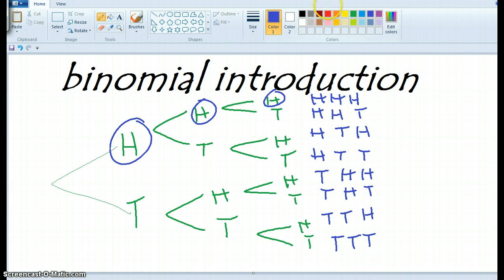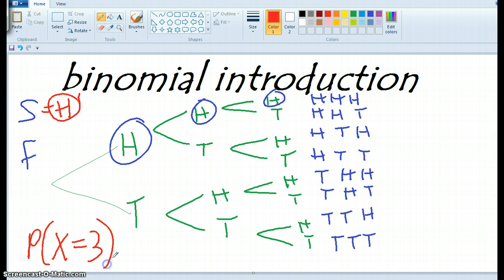Now with binomial, we look at success or failure. So we're going to call success, for argument's sake, heads. Alright? So how many successes? We're looking at the probability that the number of successes equals 3. Can anyone tell me what that is? One over 8. Okay? Or 0.5 times 0.5 times 0.5.